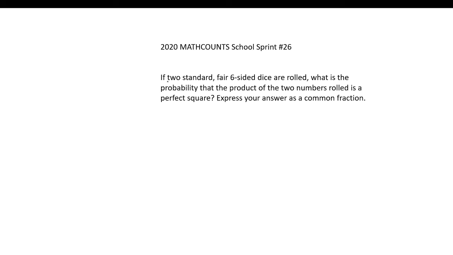So we have 2 standard fair 6-sided dice. So, possible outcomes. Each die has 6 possible outcomes paired with the other 6, so we have 6 squared, which is 36 possible outcomes. What is the probability the product of the 2 numbers is a perfect square? Well, how do we build perfect squares? We square numbers. How do we square numbers? We need 2 of the same numbers multiplied. Now, we're only looking at products.